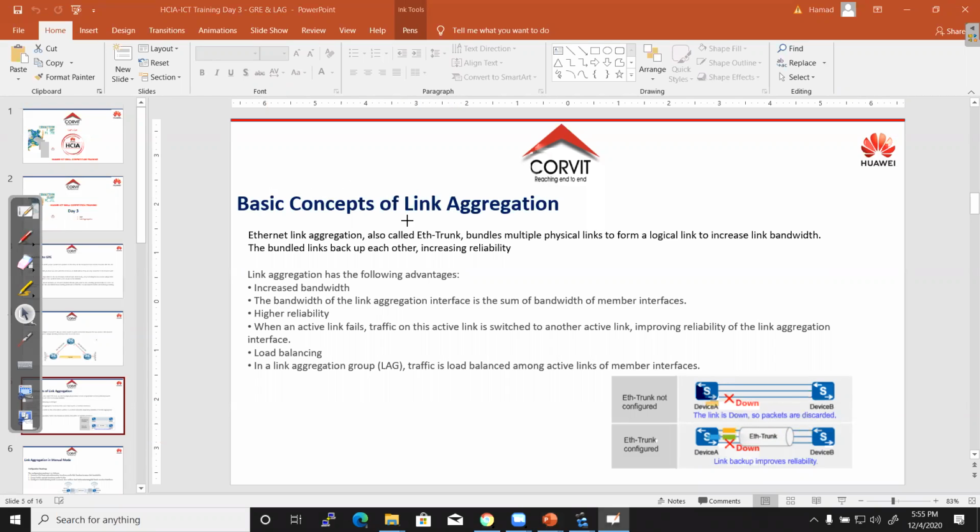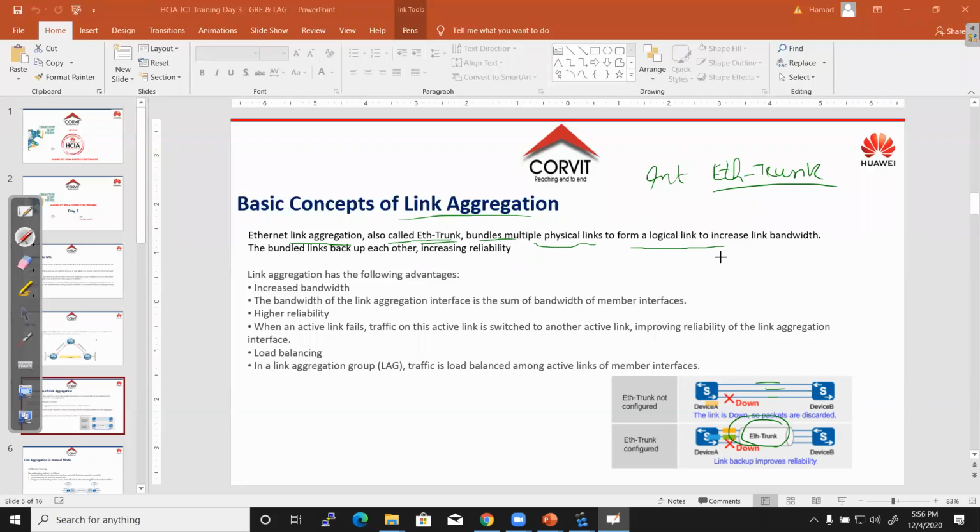Okay. So the basic concept of link aggregation is Ethernet link aggregation, also called ETH trunk. Normally we configure it as interface ETH trunk. Ethernet trunk means ETH trunk. This we call ETH trunk, link aggregation. So what we do in this, we bundle multiple physical links. We bundle them all together to form a logical link.